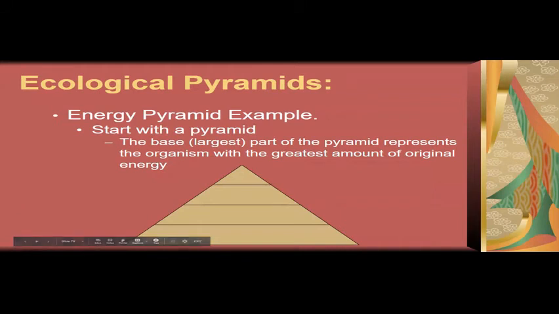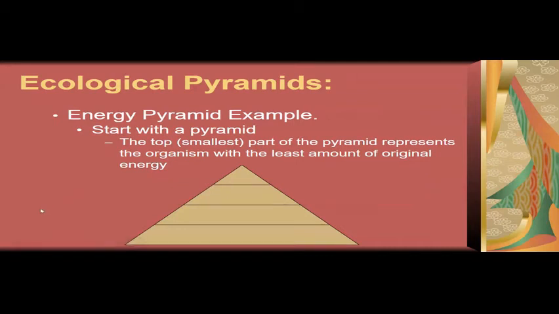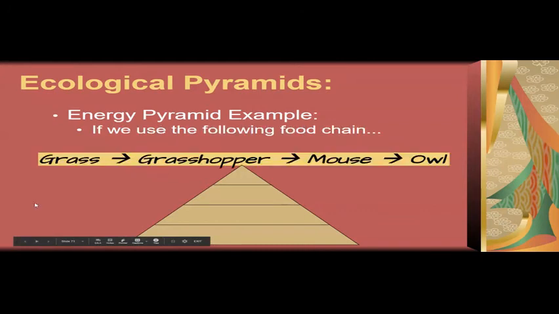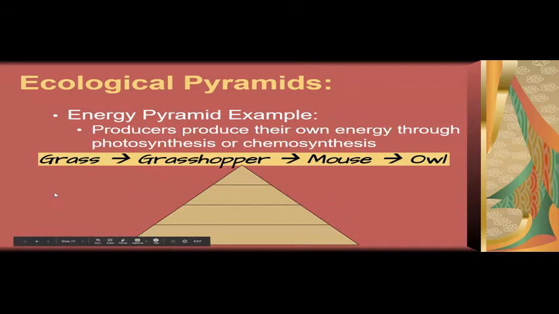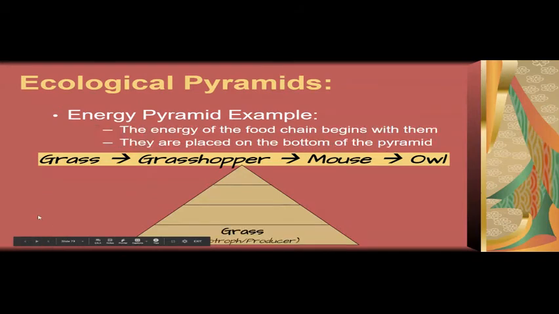So here's an energy pyramid example. Once again, we start with a pyramid. The base, the largest part of the pyramid, represents the organism with a great amount of original energy. And the top, or the smallest part of the pyramid, represents the organism with the least amount of the original energy. If we once again use the food chain of grass, grasshopper, mouse, and owl, producers produce their own energy through photosynthesis or chemosynthesis. The energy of the food chain begins with them, and they're placed on the bottom of the pyramid.